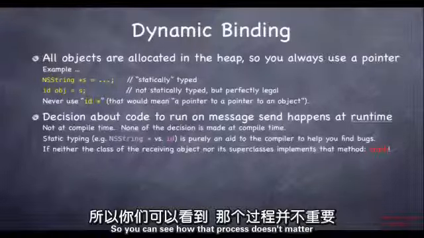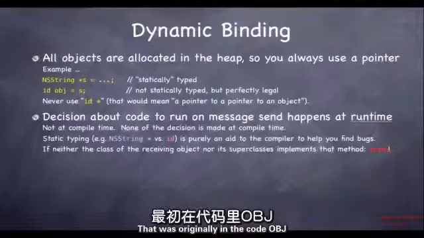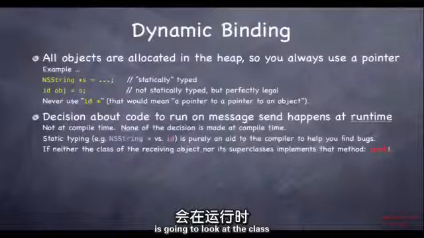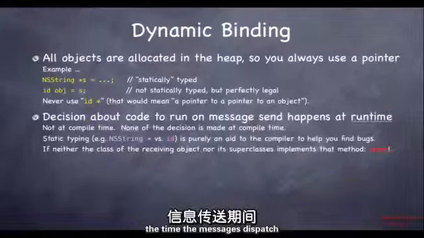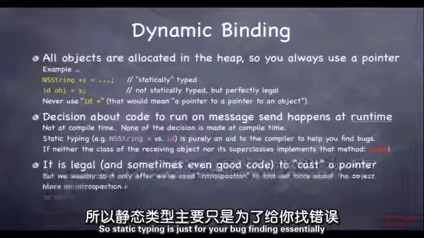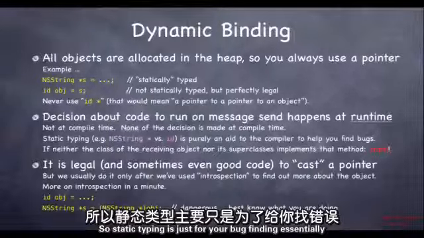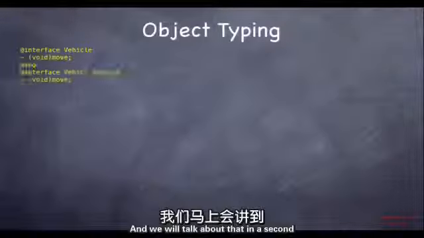OK? So you can see how that process doesn't matter whether it was an id or an NSString star or what that originally was in the code. objc_msgSend is going to look at the class at runtime, at the time the message is dispatched. OK? So static typing is just for your bug finding, essentially. It is legal and sometimes the right thing to do to cast, and we'll talk about that in a second.